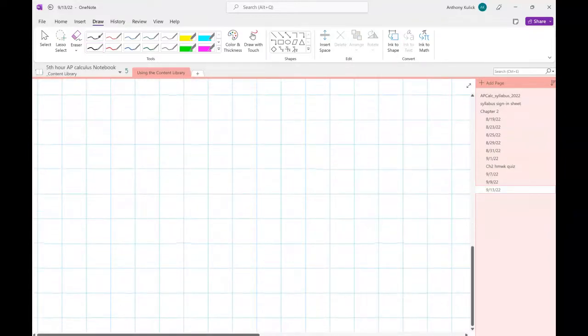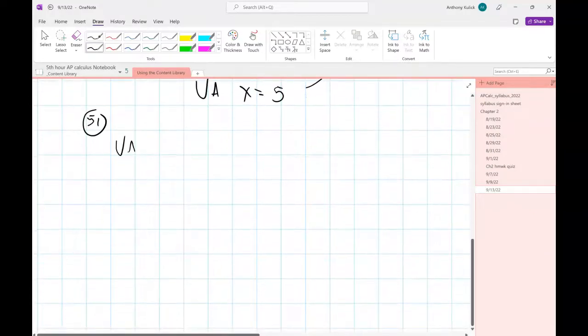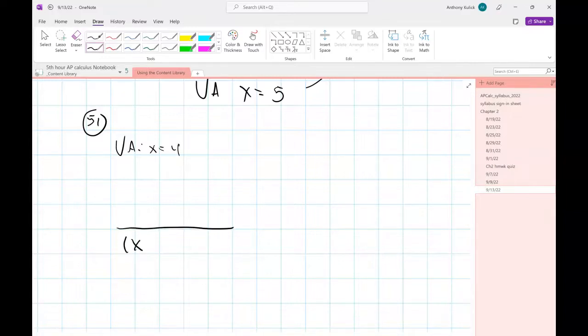A function f is a ratio of quadratic functions, has a vertical asymptote at x equals 4. So that tells me that the denominator has a factor of x minus 4 in it, right? Has one x-intercept at x equals 1. That tells me the numerator is going to have a factor of x minus 1 in it. X-intercept, x-int.